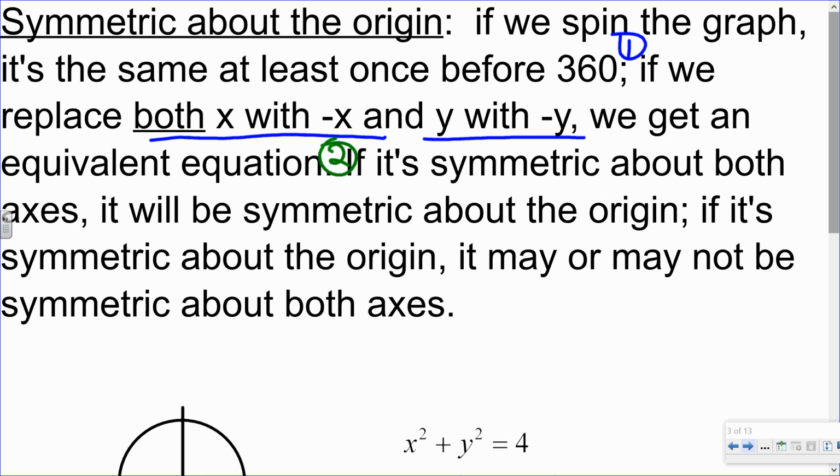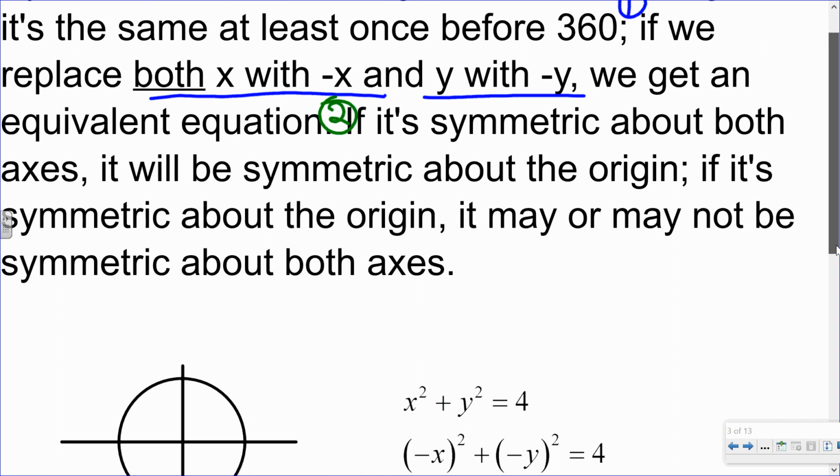Yes, yes means yes. Yes, no does not tell you if it's yes or no. No, yes does not tell you if it's symmetric about the origin or not. No, no does not tell you yes or no about the origin. You're going to have to do this double change to check that.